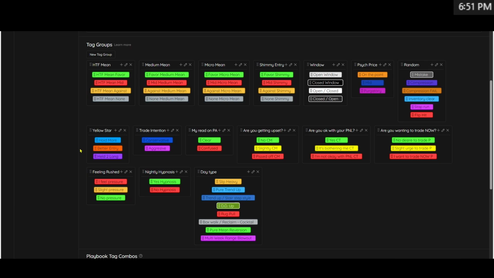If so, then I'm clear. If I have no idea what's going on in the price action, then I'm confused. This tag is a given. I shouldn't be trading when I'm confused. And I've been tracking it since I started this journal.